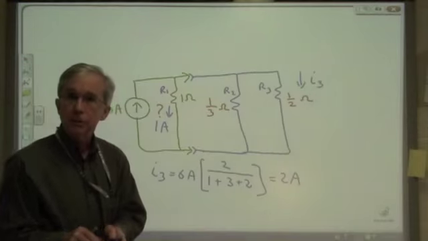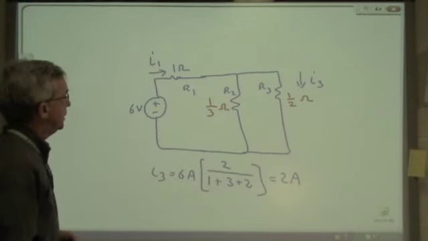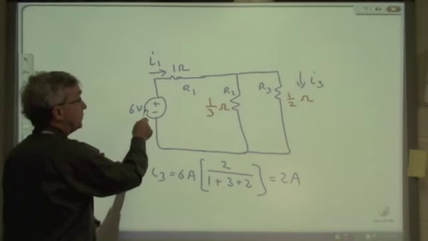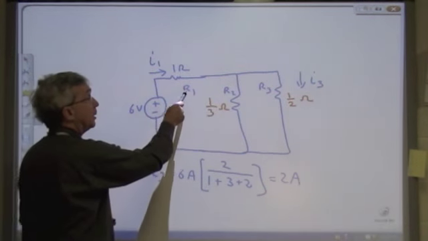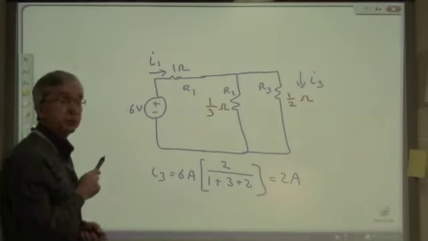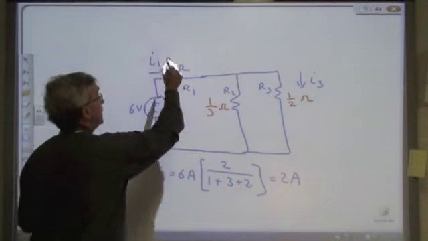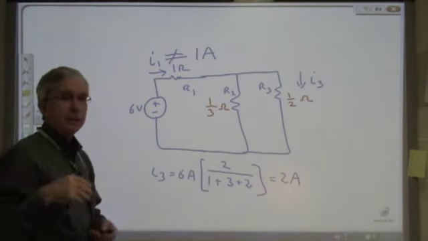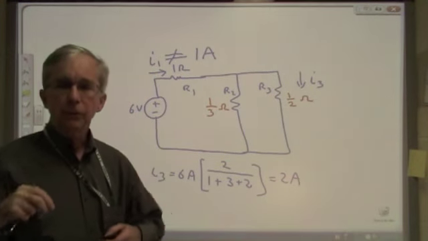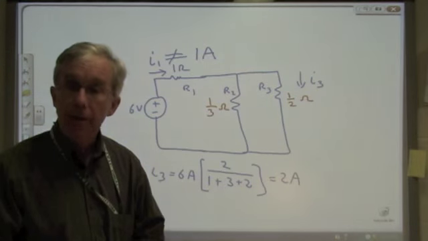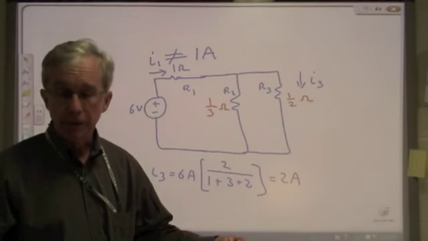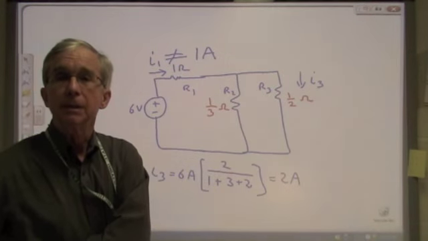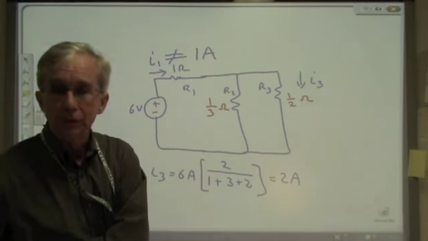Let's go back to the original circuit. So here's the original circuit again. The current I1 will be given by 6 volts divided by R1 plus the parallel combination of R2 and R3, and that is not equal to 1 amp. So when we do equivalent circuits and so forth, the part of the circuit that we are changing, we are changing. We don't expect the currents and voltages to remain the same there. But the rest of the circuit is in the sense where there is an equivalent circuit.